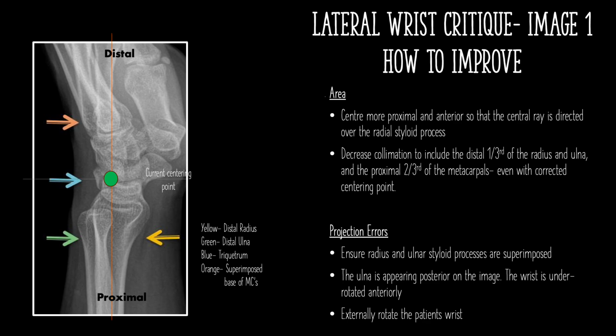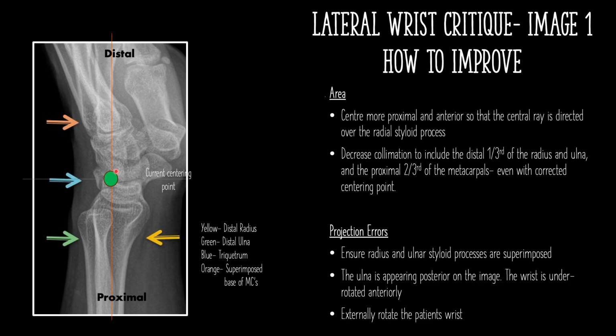So how would we improve this image? We've kind of gone through them on the last slide when we were discussing it, but we'll go over it and fully understand it. Our area, as we know, should be the distal 1/3 of the radius and ulna and the proximal 2/3 of the metacarpals. But we also know that our centering point is off, so it needs to be corrected so that it's over the radial styloid process.